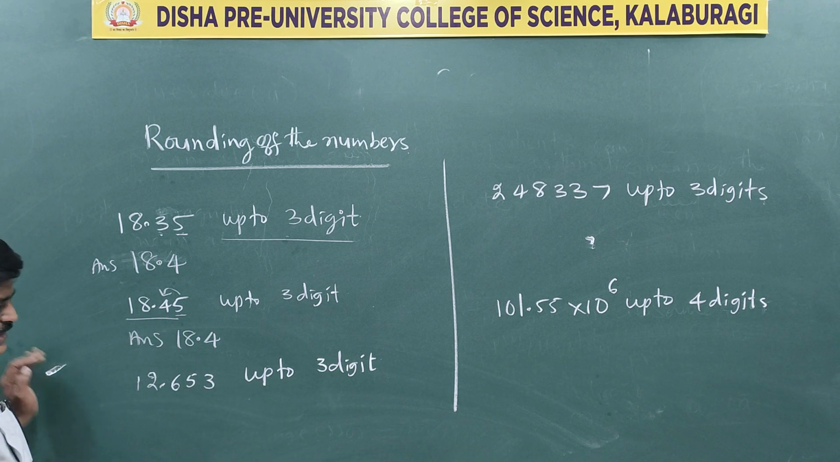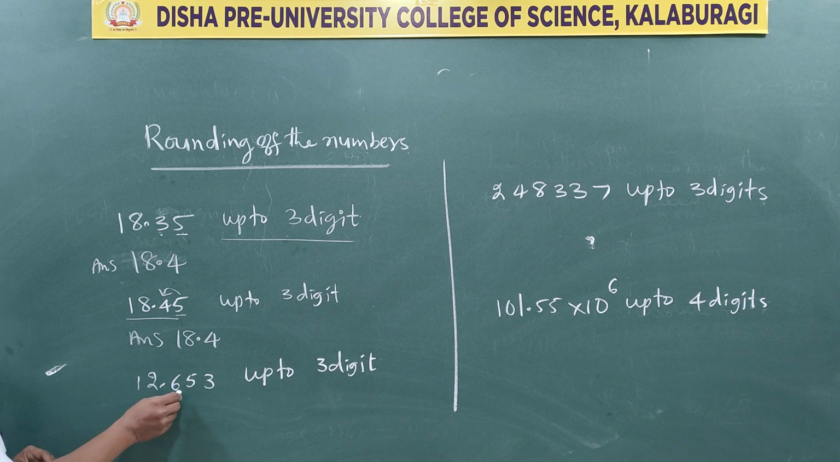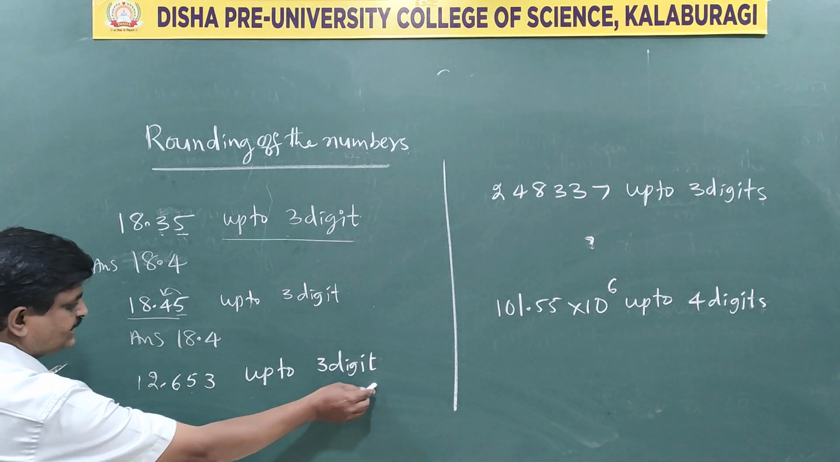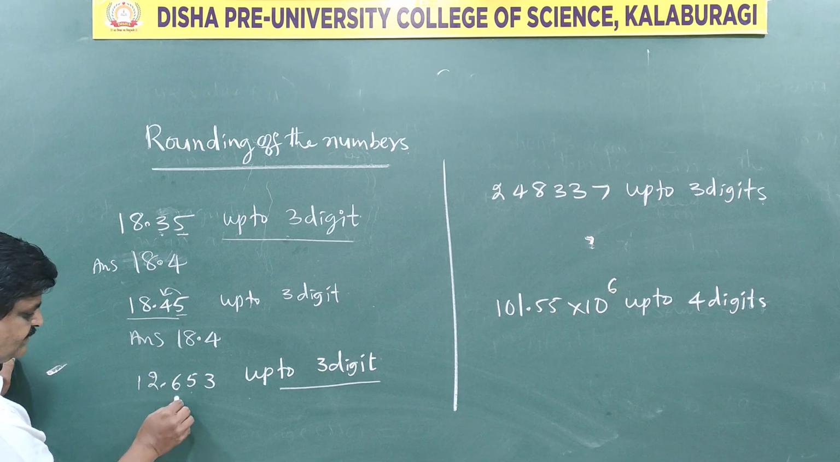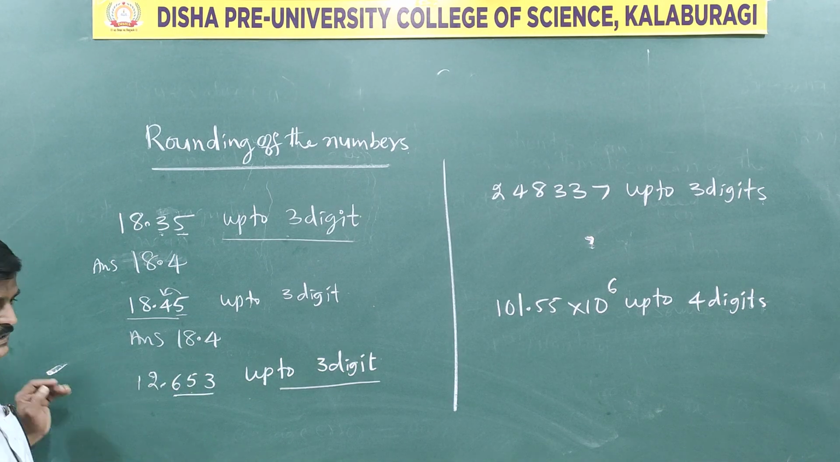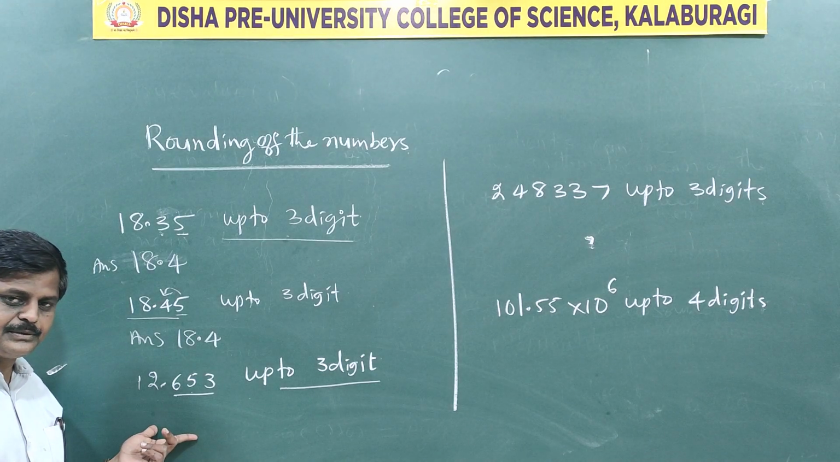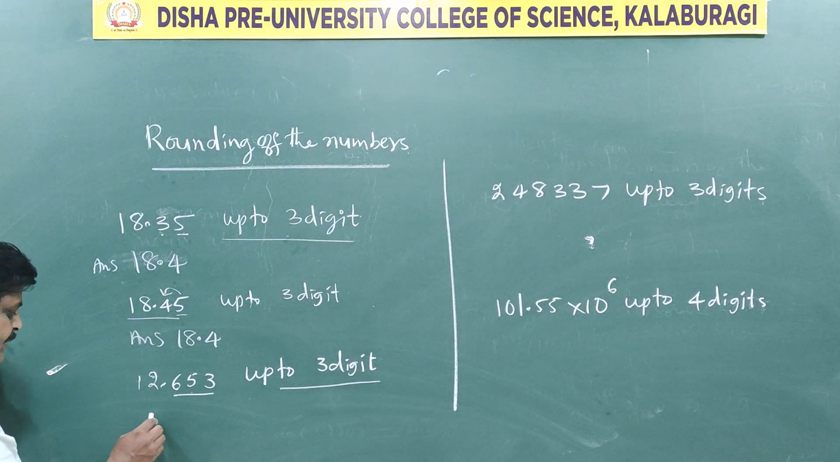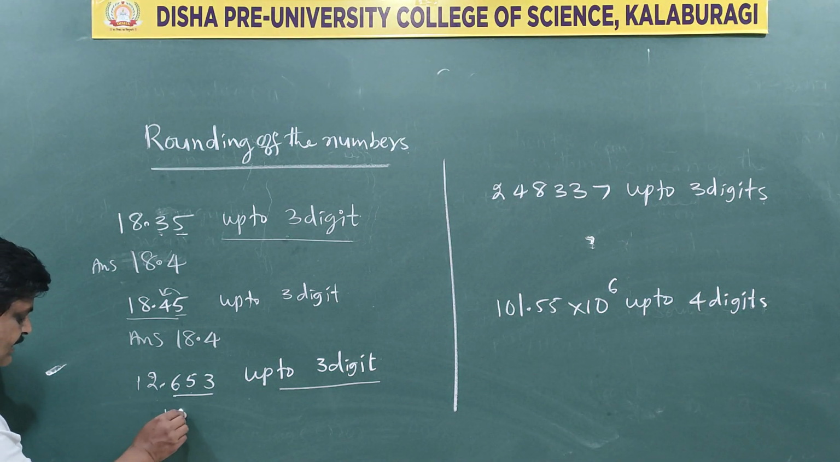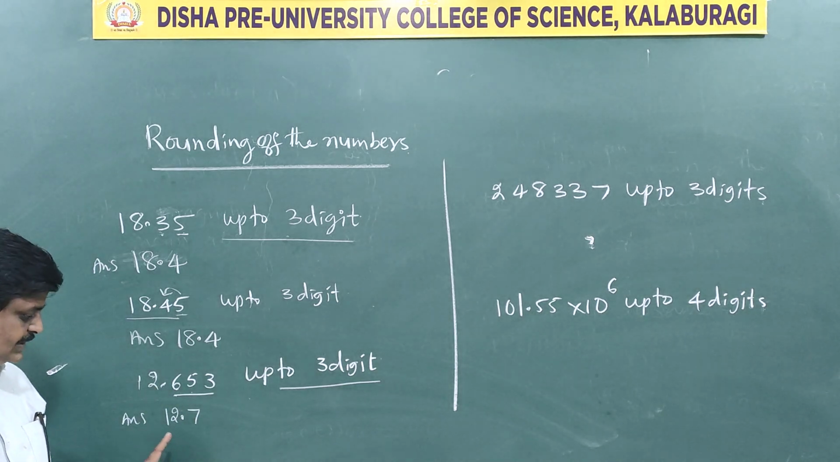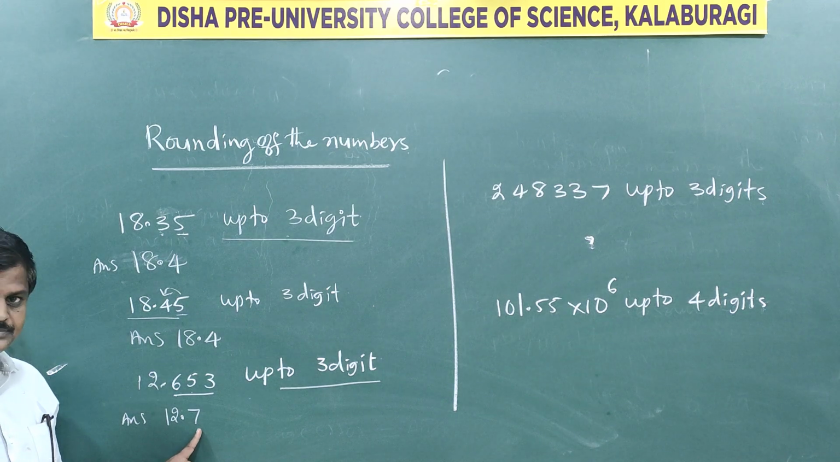Now next question, 12.653. So how many significant figures does the number have? 5. Now you are asked to round it off to 3 digits. Means that I need to remove this 653 where it is approaching towards 700. Therefore, when you are rounding the number, the answer will be 12.7. Just see the number of digits involved over here. 3. 1, 2, 3. Agree?